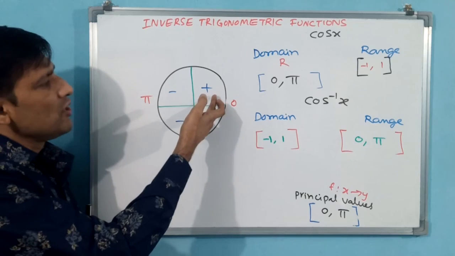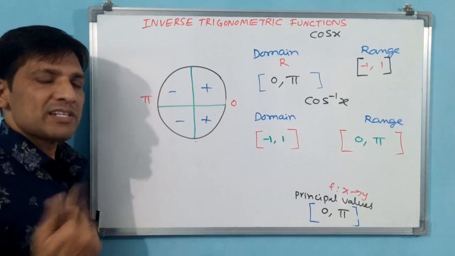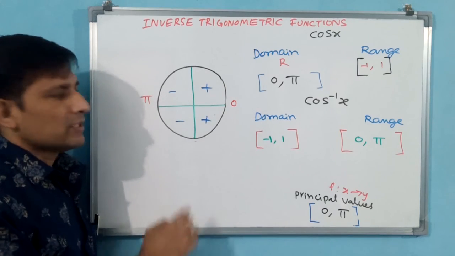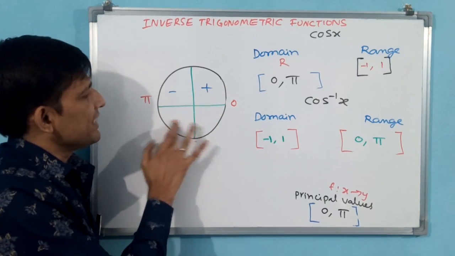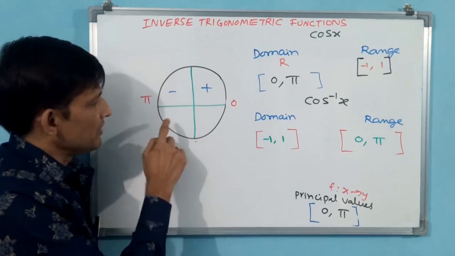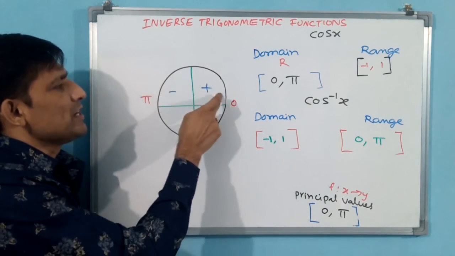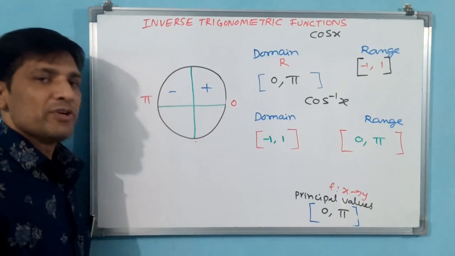Why? Because you have not taken the first quadrant. The first quadrant is common for all, and that you have to take for the principal value. That is why we don't take these two quadrants for principal values. For the principal value we take 0 to pi only, the first quadrant and second quadrant only.